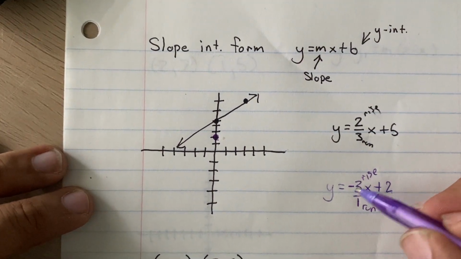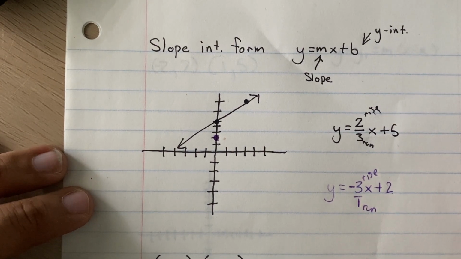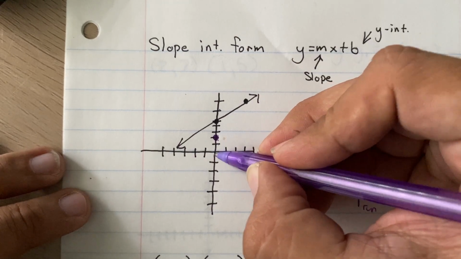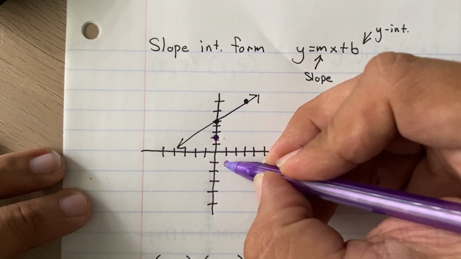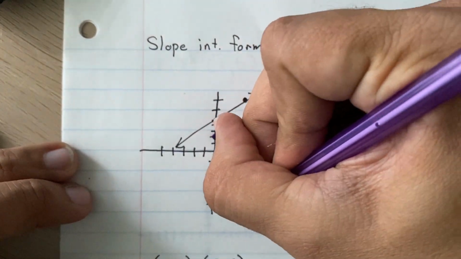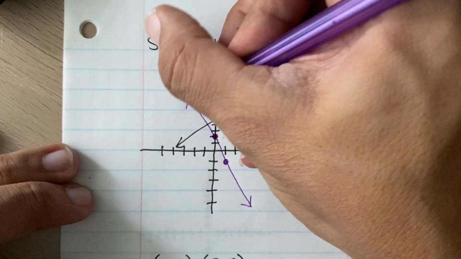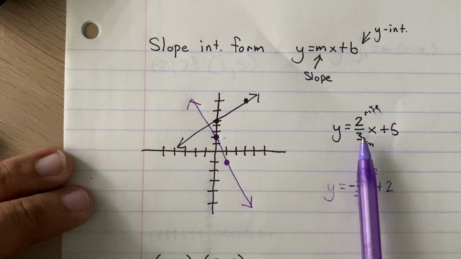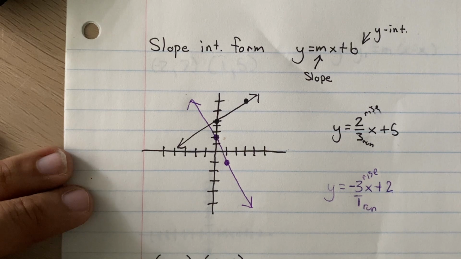So we're going to start on 2. And then we're going to rise negative 3. Now negative means down. So we're going to go down 3 and to the right 1. So 1, 2, 3, and to the right 1. All right. Here we go. So run means to the right, and positive means up, and negative means down.